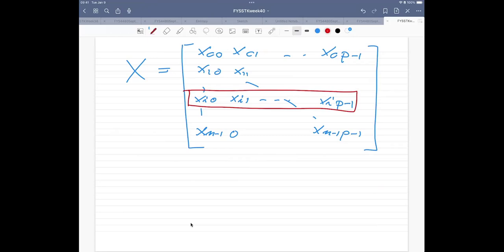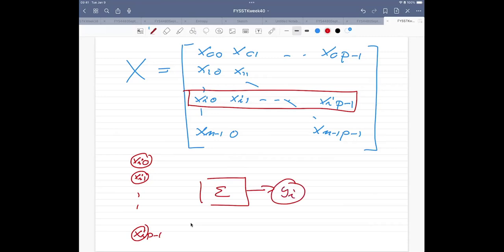So if I now look at the network which I set up, then my input layer would be some x_{i0}, x_{i1}, down all the way to x_{i,p-1}. And these feed into this function sigma that produces one single output, y_i, because we're looking at a binary case. If you have a multi-class problem, you can actually spit out, let's say, 10 outputs.